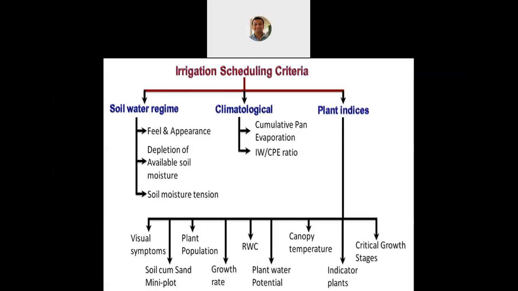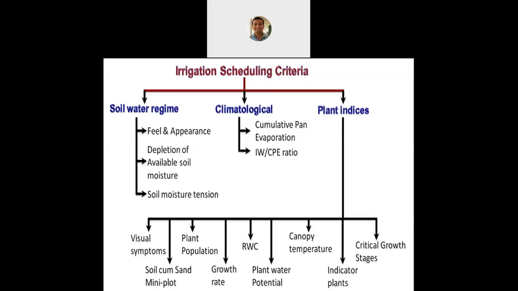First is the feel and appearance method, which is basically a qualitative measure. Depletion of available soil moisture: here this is quantitative because we need to measure the amount of water present in the soil before we decide whether we need to irrigate the crop or not.